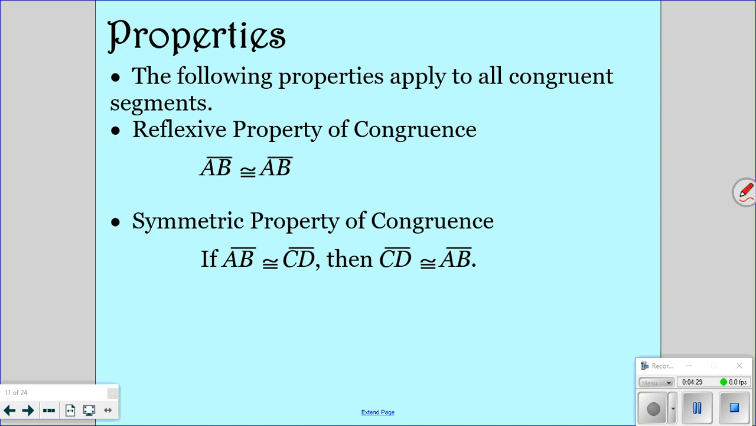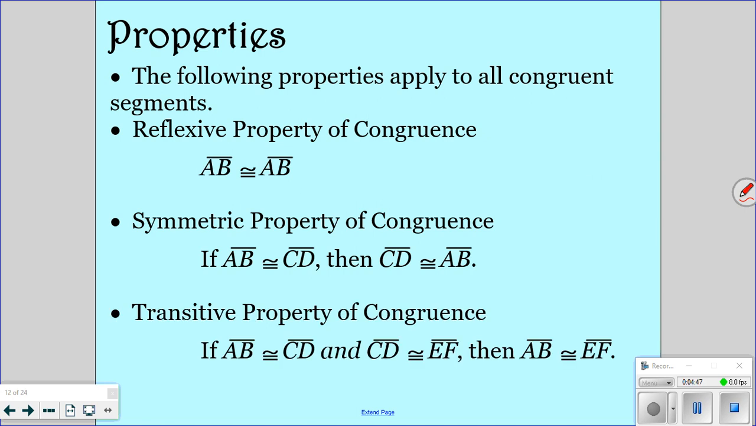And you have probably used this without even realizing it. When you solve in algebra, you may have gotten 3 equals x, but on your test you put x equals 3. You use the symmetric property of congruence. Same thing, which means that you can flip them around.